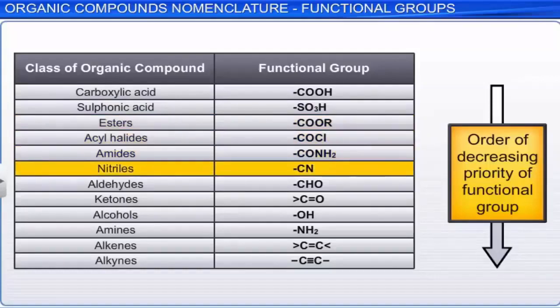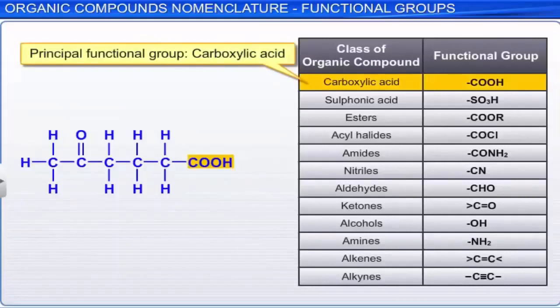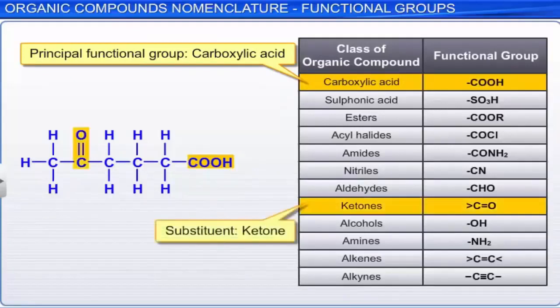nitriles, aldehydes, ketones, alcohols, amines, alkenes and alkynes. In the given compound, carboxylic acid will be the principal functional group, as it has higher priority than the ketone functional group.